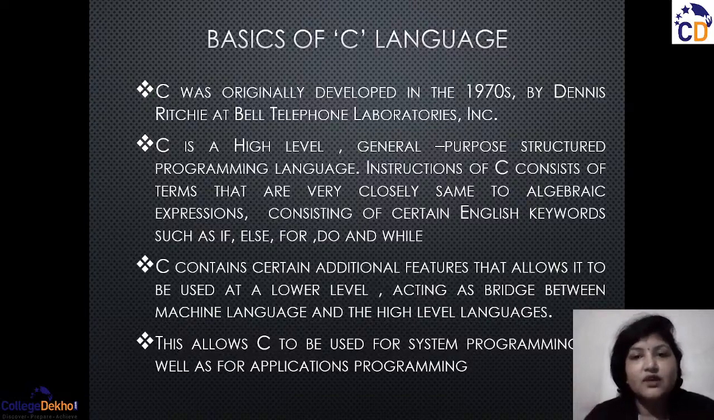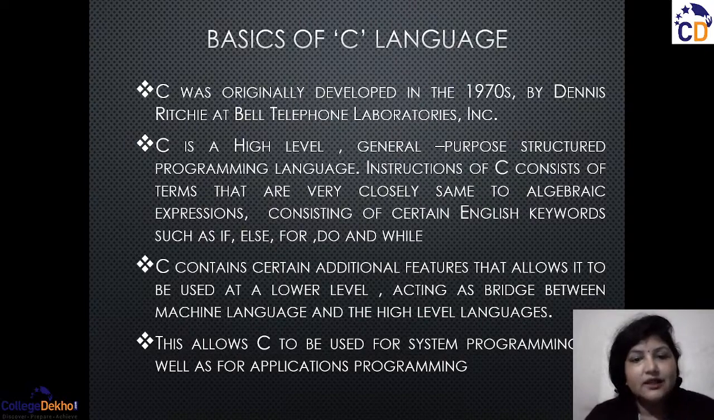Now let us see the history, the base of C. C was originally developed in the 1970s by Dennis Ritchie at Bell Labs, right? C is a high level, procedural or general purpose structured programming language. The instructions of C consist of terms that are very closely similar to algebraic expressions. You may have some keywords, some control statements, some looping concepts. So all the concepts we can implement through the C language.